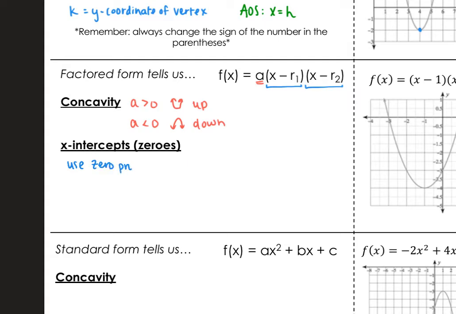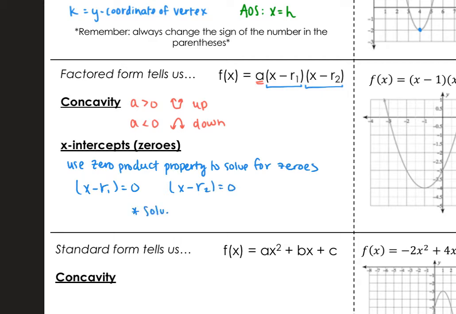So we're going to use zero product property to solve for zeros. So we're going to set one factor equal to 0, and then solve for x to get our zeros.